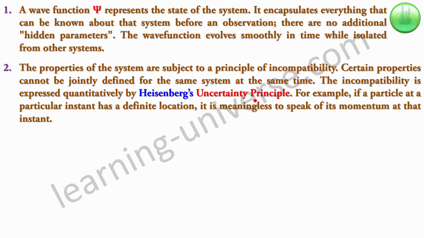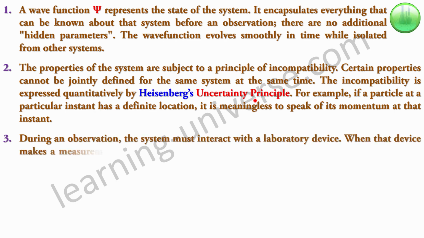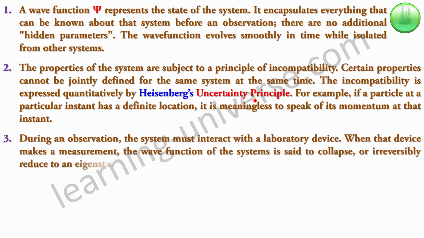Now, during an observation, and this is very, very crucial, and we've discussed this before in what is known as the observer effect, the system would interact with a laboratory device. When the device makes a measurement, the wave function of the system is said to collapse, or be irreversibly reduced, to an eigenstate of the observable that is registered. Now, let me explain this very complicated statement.